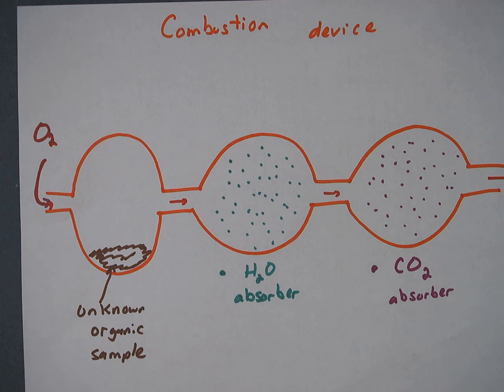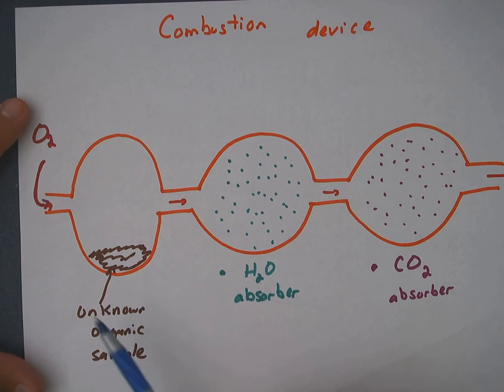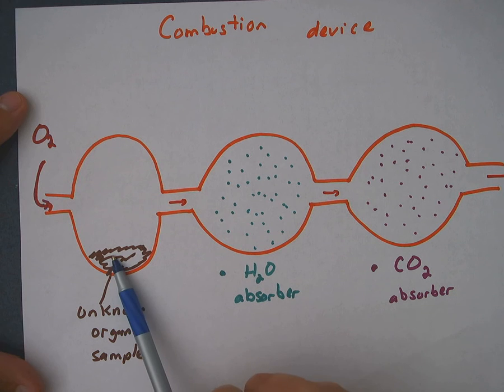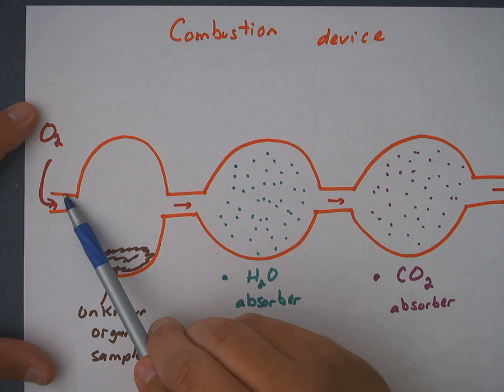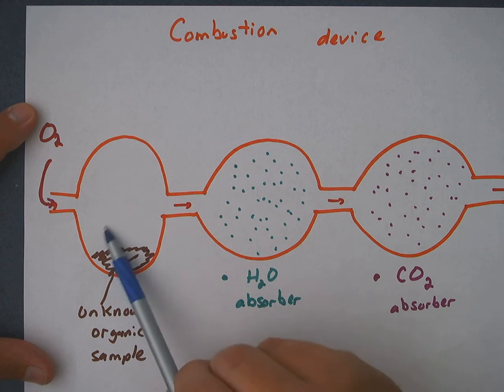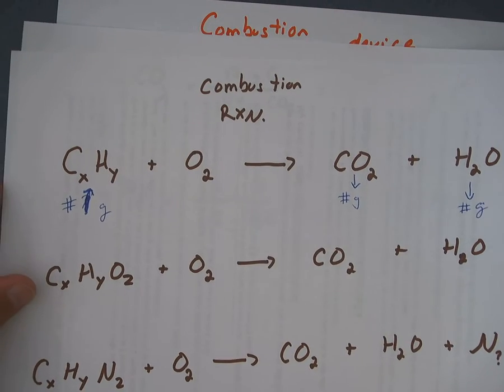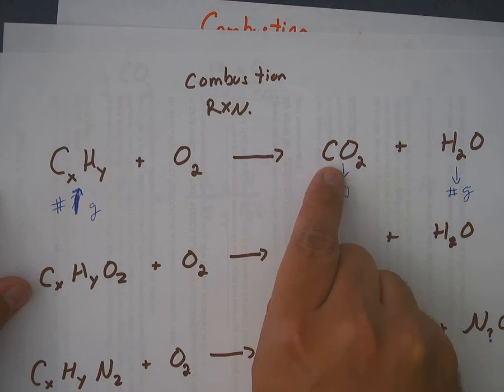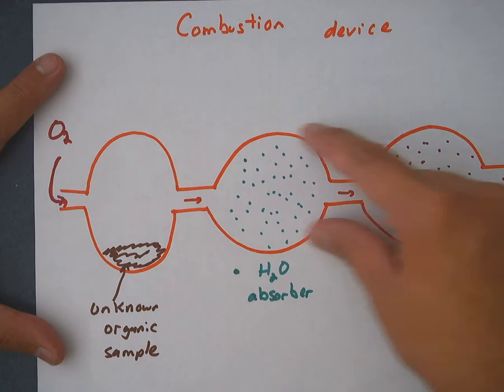If you have this combustion device, what you'll do is take your unknown organic compound. You'll know how many grams. You'll put it in a first chamber that acts like a furnace, and you'll pump oxygen in. When oxygen and this compound are near each other, they will react, and they will go through the combustion reaction that we just talked about. You're going to make carbon dioxide, and you're going to make water. The combustion device is set so everything flows in this direction.